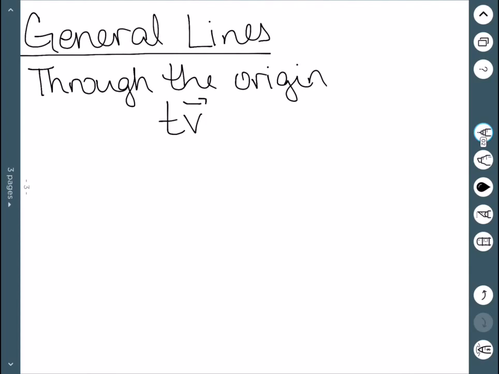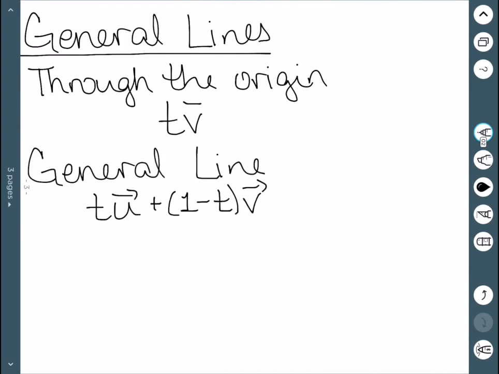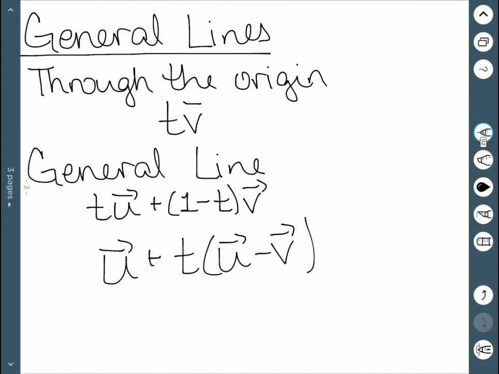However, what if we want to consider 2 points? Then one of them is not the origin. And this is the equation for a general line given two vectors. We have tu plus (1 minus t)v. u and v are our vectors, and t is our free variable, our variable for our line. A lot of times we rewrite this as u plus t times (u minus v). And this is just a little bit of algebra and rearranging.